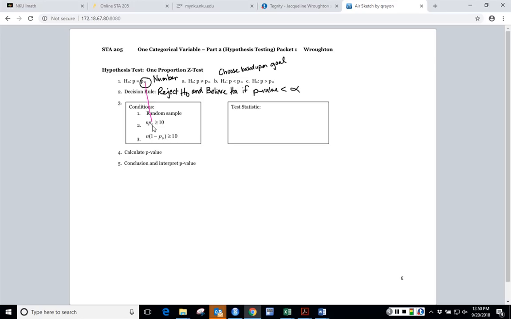Now our test statistic is going to look a lot like what we've seen before. In fact, I'm going to write it out from what we had already seen. So in our one categorical variable, part 1 notes, this is what my z looked like. There's just going to be one tiny difference, which is that these p's have that little sub-0 on them to again say that this number is whatever number shows up here.